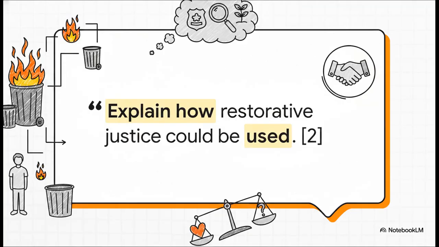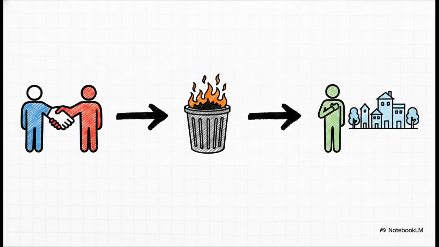Let's try one more. George has been caught setting fires to bins in the local community. It is his first offense. Explain how restorative justice could be used with George. 2 marks again. How do you apply the mechanics of restorative justice to someone committing arson? Nail those 2 marks by doing this.